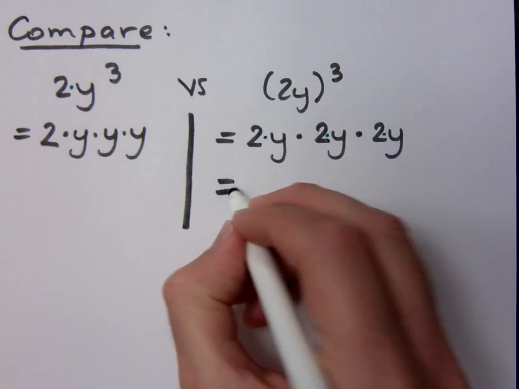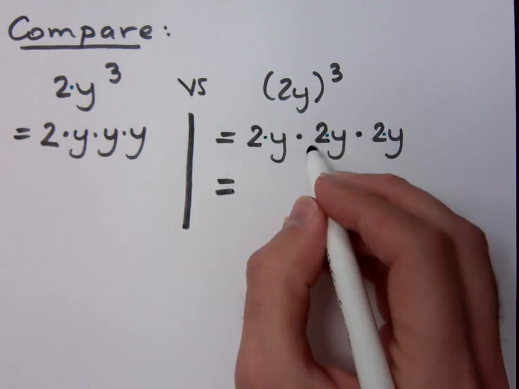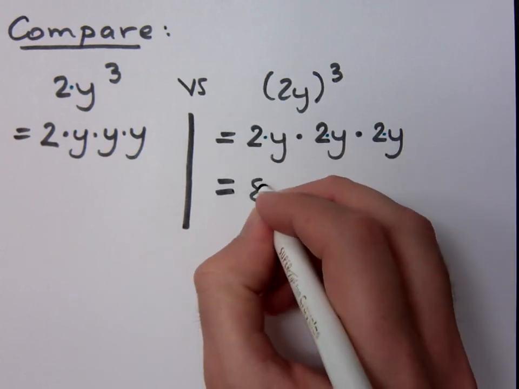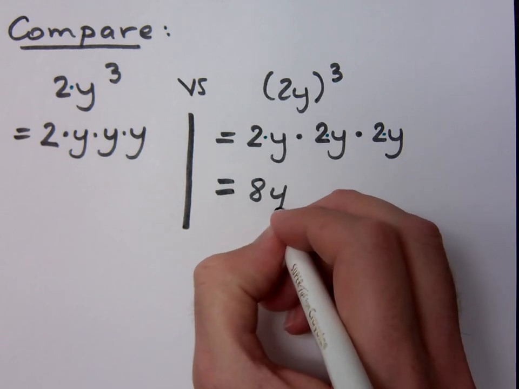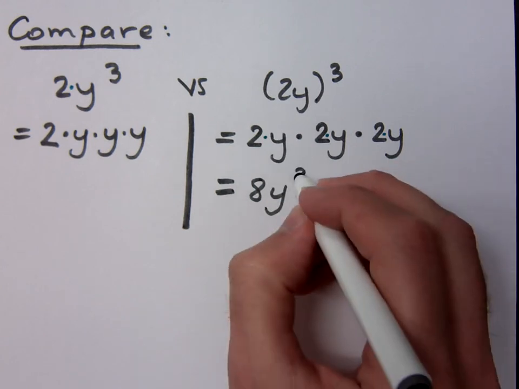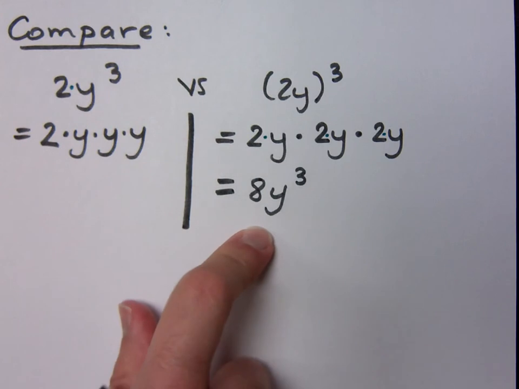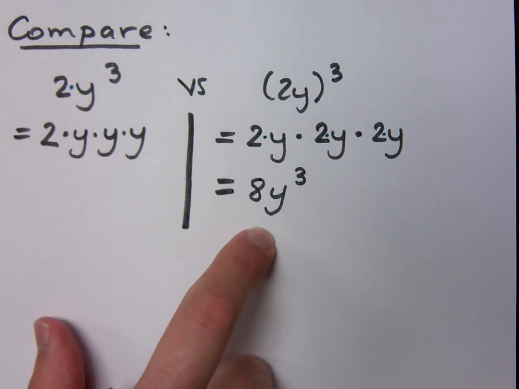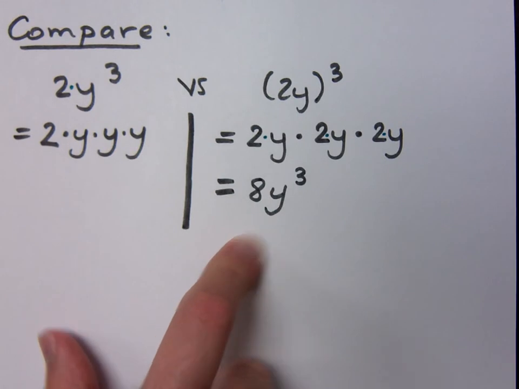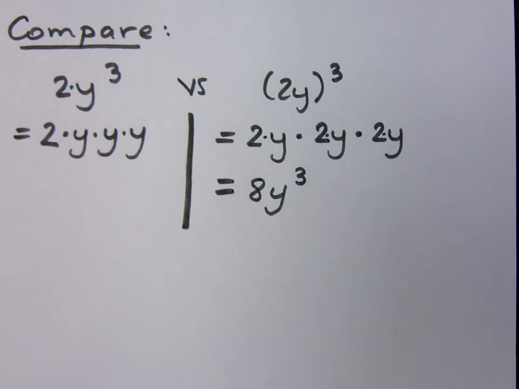Since in multiplication the order doesn't matter, I can rearrange this and say 2 times 2 times 2 and get 8. And how many factors of y do I have? 3. So we can see that there is a difference. You have to pay very close attention to what the exponent is attached to. Is that cool?